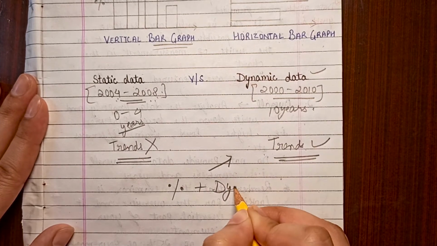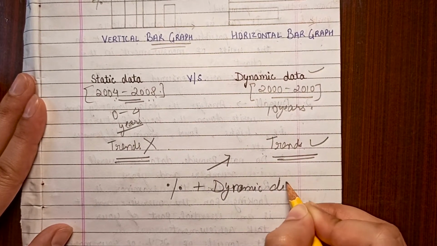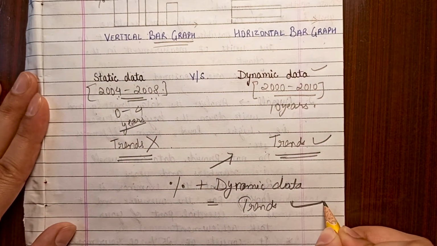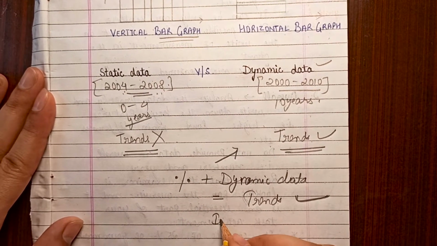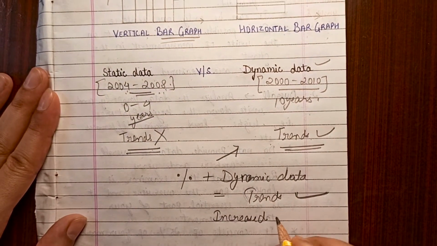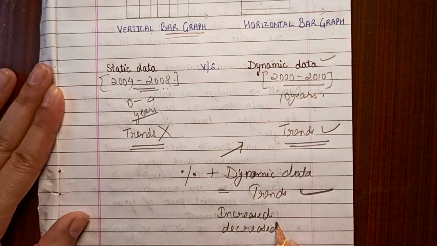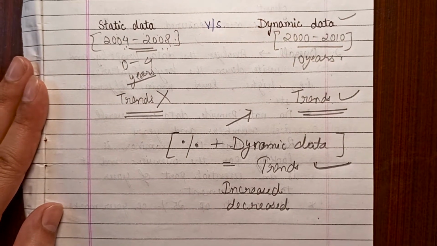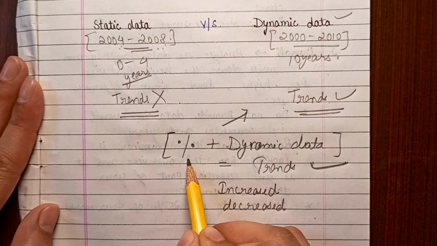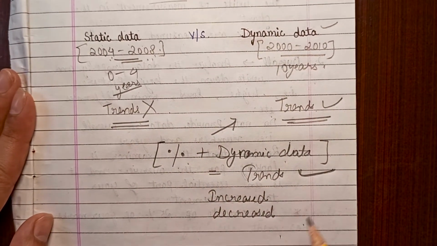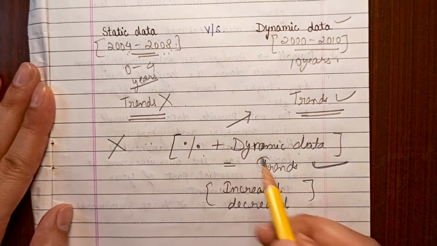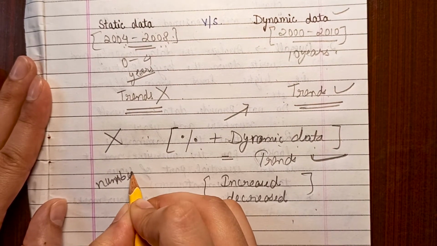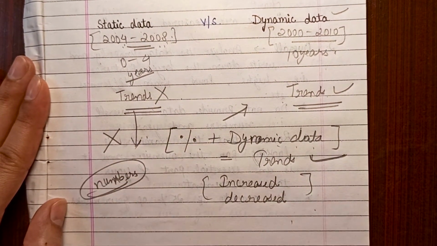Percentage plus dynamic data is equal to trends. You can show trends in this. What are trends? Trends means increased or decreased dramatically or something like that, right? So these are called the trends. So if you are provided with the data which is dynamic as well as the units are in percentage, then only you will show trends. Otherwise you will not show trends. For example, you are provided with dynamic data and numbers are given, the units are numbers, then you are not supposed to write trends.